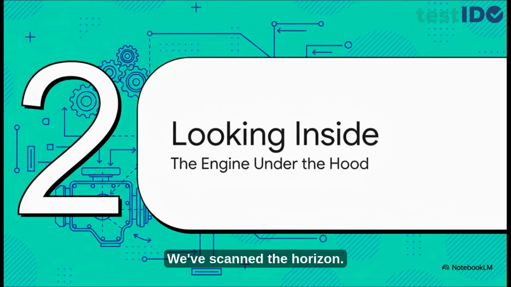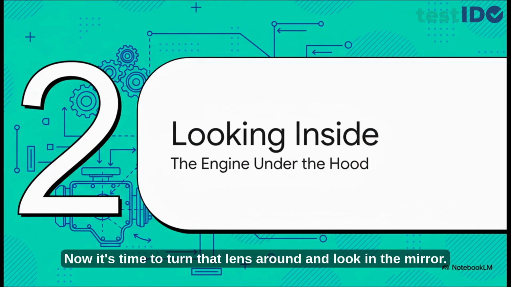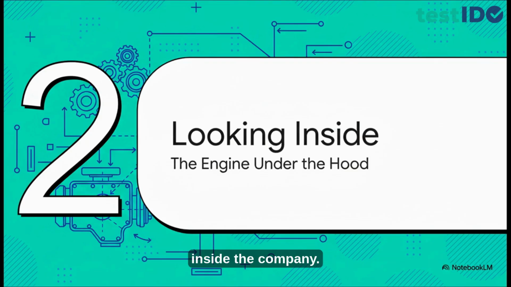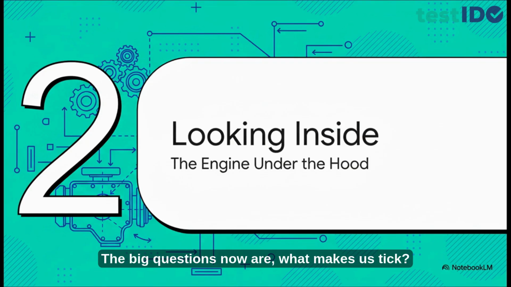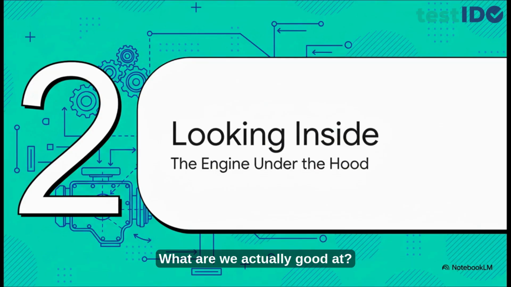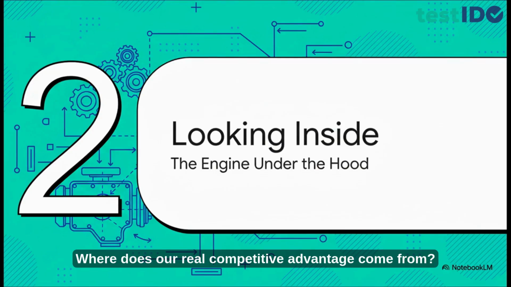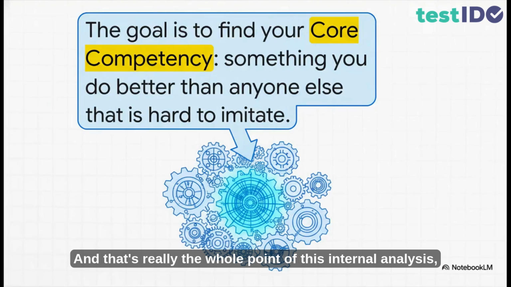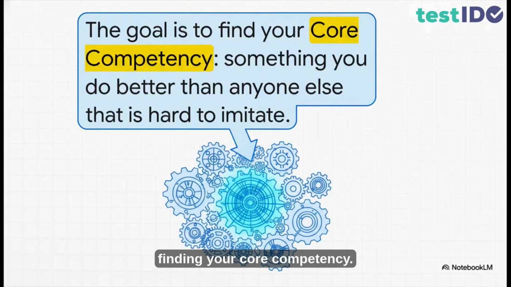All right, we've spent enough time looking outside. We've scanned the horizon. Now it's time to turn that lens around and look in the mirror. We're shifting from the outside world to what's happening inside the company. The big questions now are, what makes us tick? What are we actually good at? Where does our real competitive advantage come from? And that's really the whole point of this internal analysis, finding your core competency.